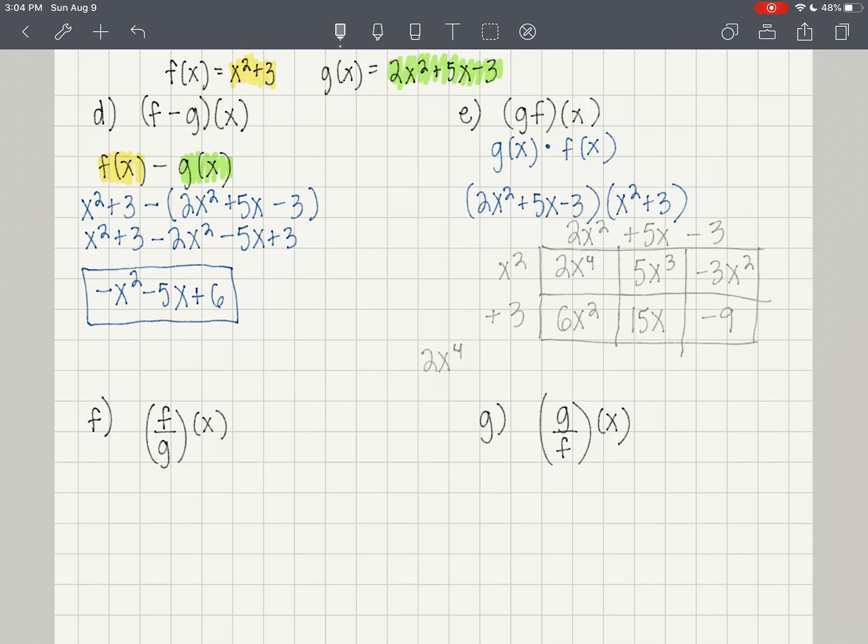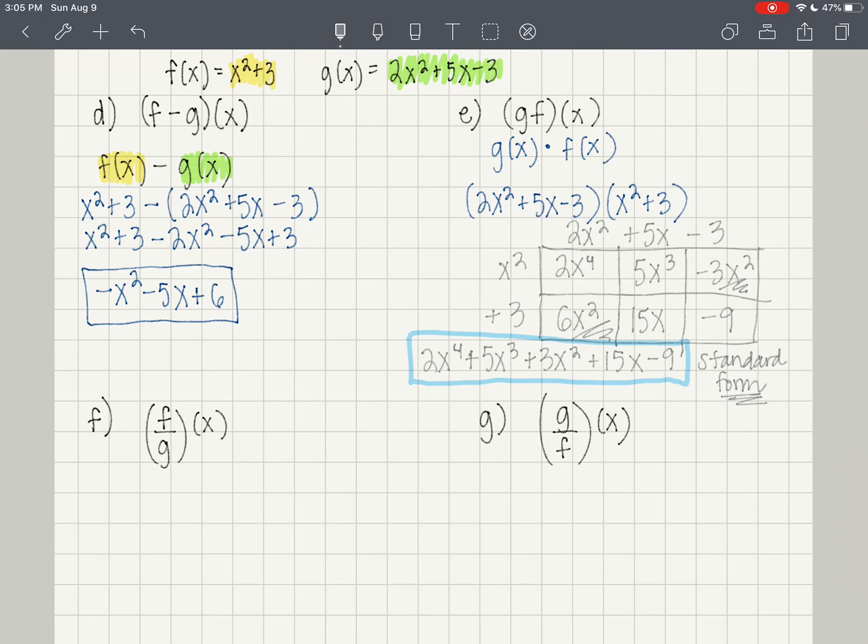So our answer is 2x to the 4th plus 5x cubed, 6x squared minus 3x squared is positive 3x squared, plus 15x minus 9. And I'm going to take my blue highlighter and highlight that answer so that you can see it. And that is the answer in standard form. So if it asks you for an answer in standard form, you must multiply it out in descending order, standard form.